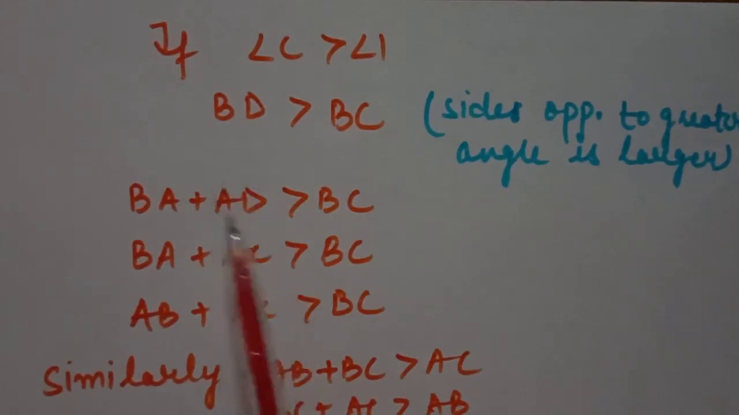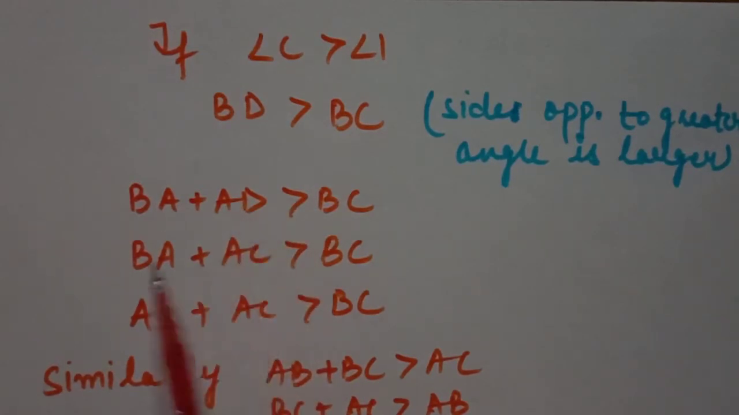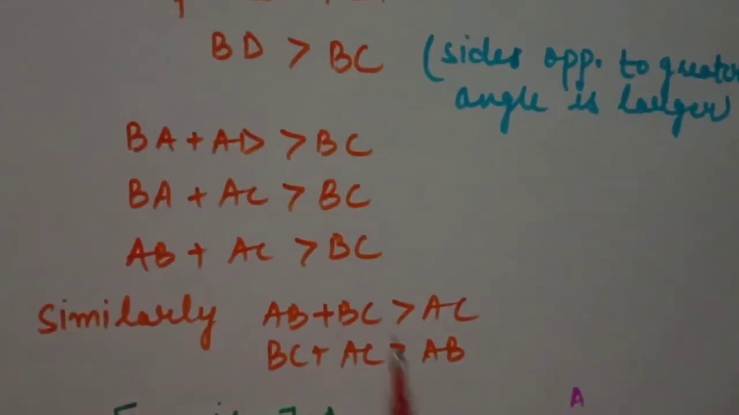But we know very well that AD is equal to AC. It is already given or by construction. So we can replace it. BA plus AC is greater than BC. We can change it as AB plus AC is greater than BC. This is our first part proved. Similarly, we can prove the remaining two parts of this theorem.